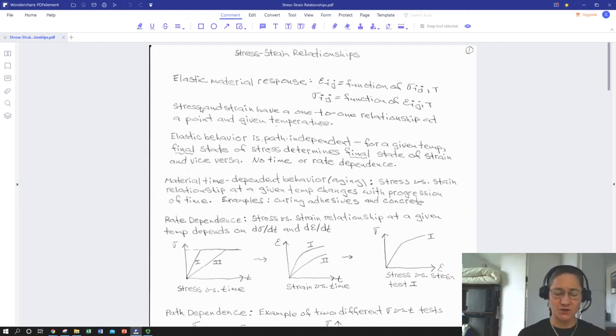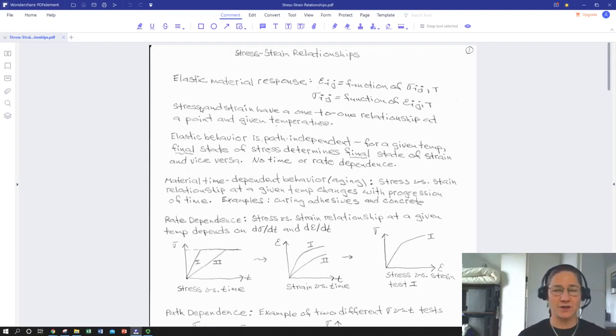So if we know the stress state at that point, so that means our normal stresses, our shear stresses, and we measure the temperature at a given point in a material, and we know that it's behaving elastically, we should be able to calculate from the elastic properties of that material its entire state of strain, and vice versa.